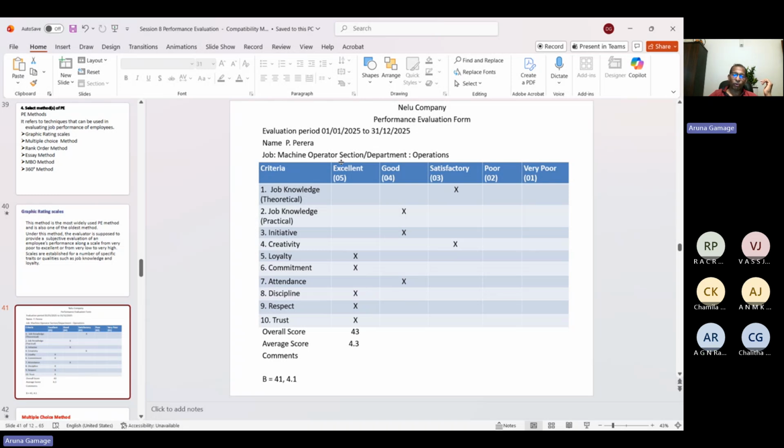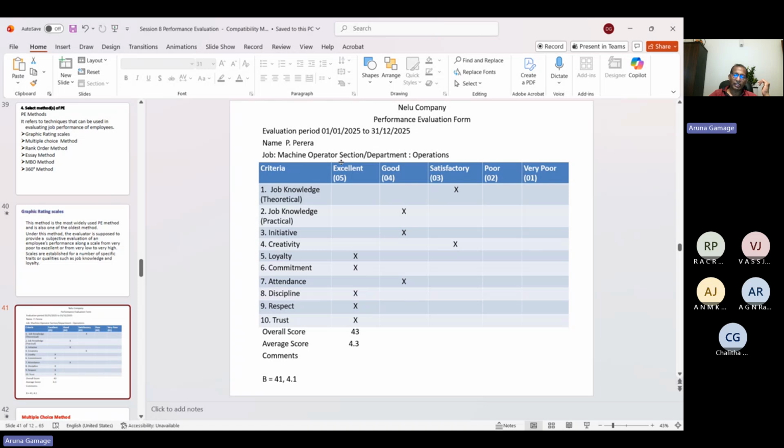Now you can calculate the overall score. Total points. How many? There are 5 fives, 25. 4 threes, 12. That means 25 plus 12: 25, 35, 37. Plus 2 threes, 6. 43. Overall score is 43.